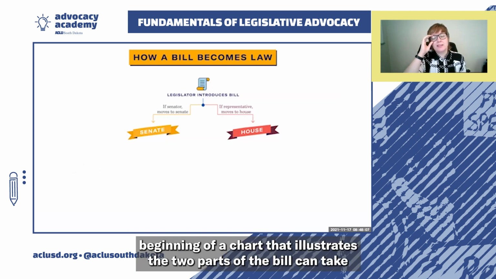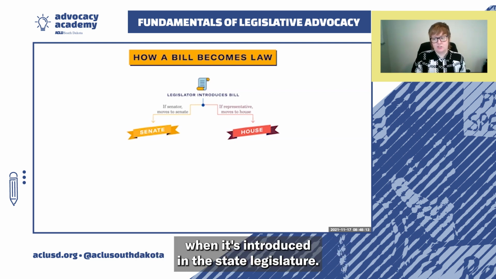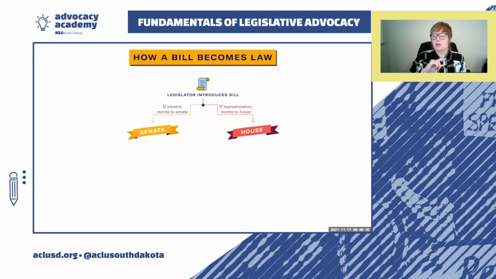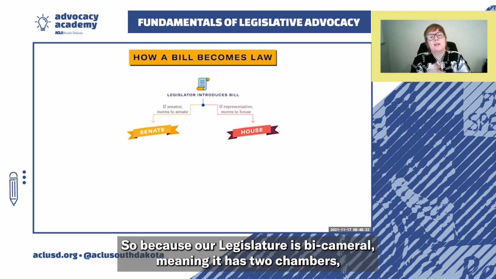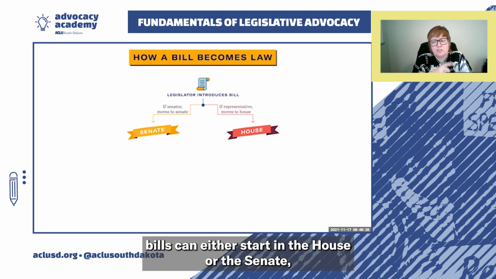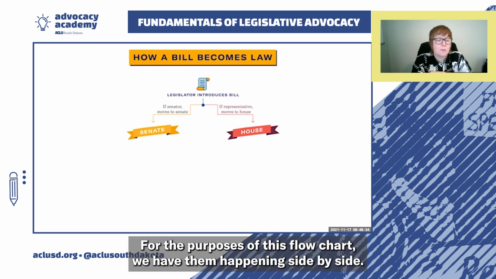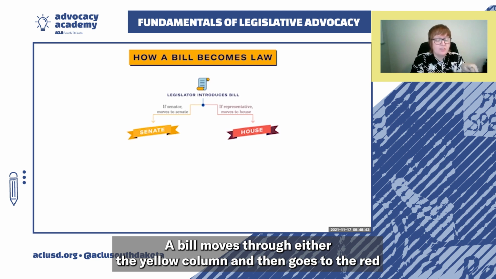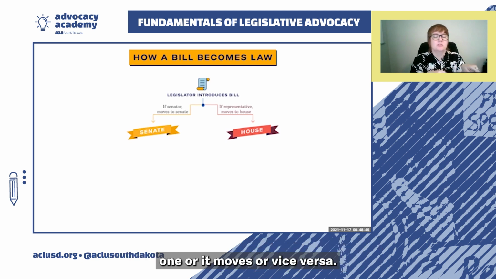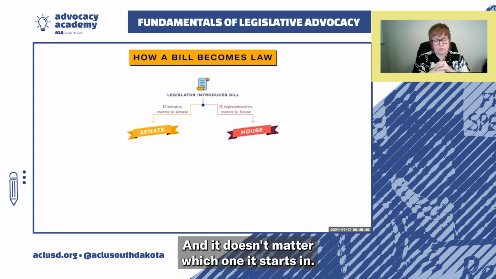On this slide, we have the beginning of a chart that illustrates the two paths that a bill can take when it's introduced in the state legislature. So that's the red path to the right, which is to the House, and the yellow path on the left, which is to the Senate. So because our legislature is bicameral, meaning it has two chambers, bills can either start in the House or the Senate, and it doesn't matter which one it starts in. For the purposes of this flow chart, we have them happening side by side, but that does not mean that they happen simultaneously. A bill moves through either the yellow column and then goes to the red one, or vice versa. And it doesn't matter which one it starts in.